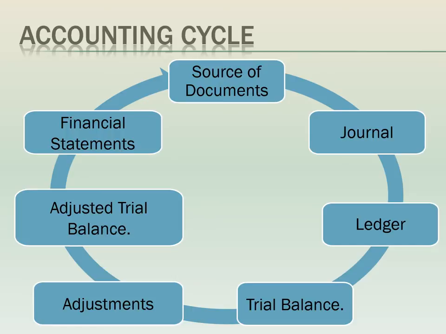So it starts from source documents, whereby we identify and analyze these source documents as our evidence to record the accounts, such as invoices, bills, cash bills, payment vouchers, receipts, and so on. We will cover the topic of source documents once we go to the journal topic. After you identify the source documents, you will identify which transactions belong to which category, so you will know where to record them in the journals.